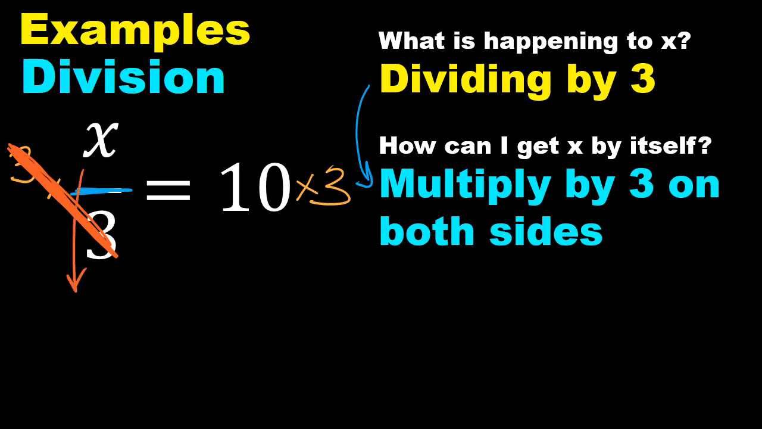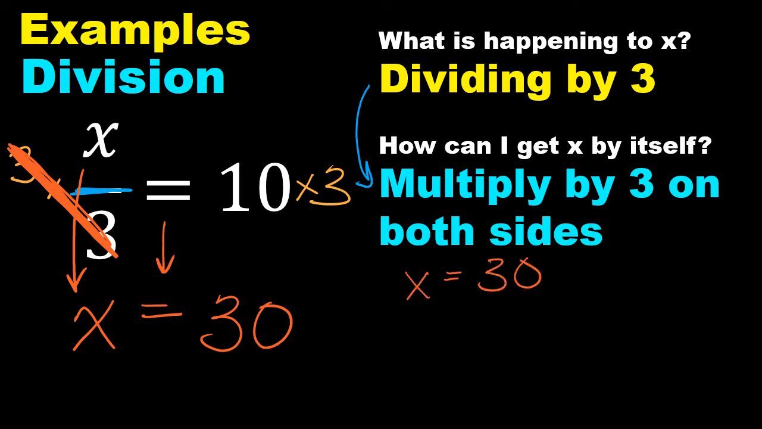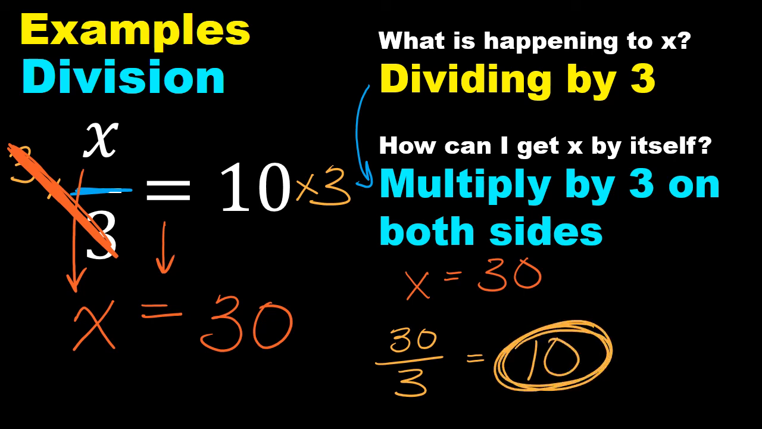Let's bring our variable down. So I have x being equal to, and then 10 times 3 gives me 30. So I can say that x equals 30. The way I can test this, if I did 30 divided by 3, my calculator equals 10. And so I know that I did my step correctly because I checked my work.